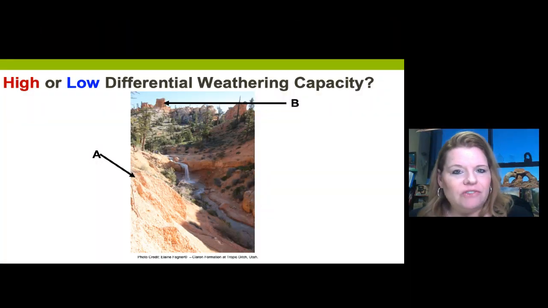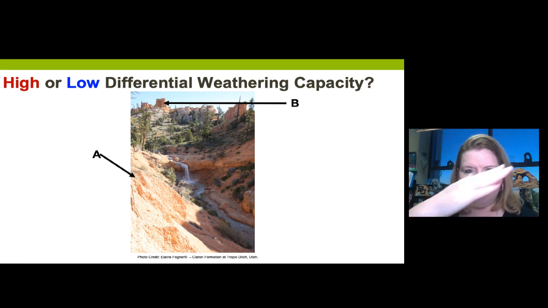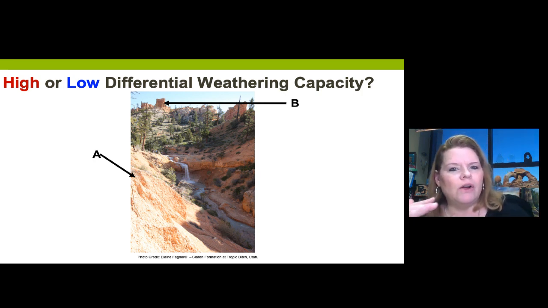As we look at these various images of places, I would like you to think which section of the arrow is low, which one is high differential weathering capacity. So we'll start on A here. First of all, you're looking at a man-made river, believe it or not, in Tropic Ditch, Utah, which is by Bryce Canyon National Park. Really pretty national protected public lands here that you can go see, this gorgeous place. A is that slope area, so would that be low or high? Remember, low is slow, high is fast.